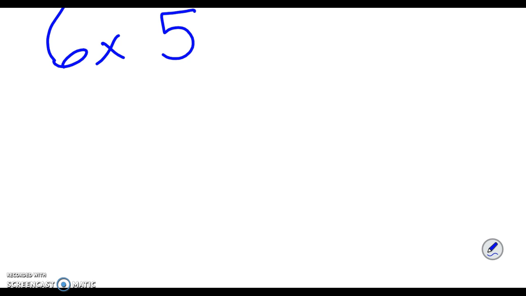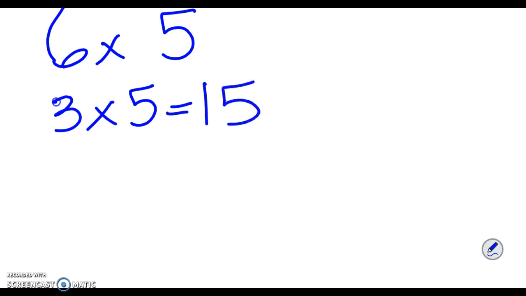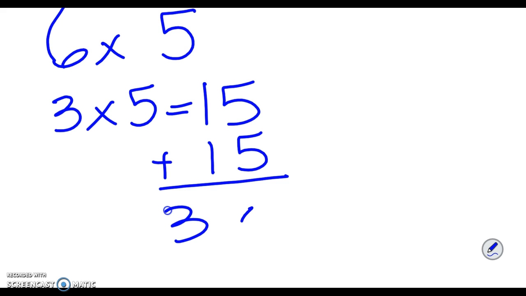So the first one we're going to look at is 6 times 5. If you remember, when we are doing 6 times 5, we're going to first multiply by 3. So 3 times 5, what does that equal? That equals 15. And then you are going to double this. So then you would just simply add another 15 right here and it would be 30.